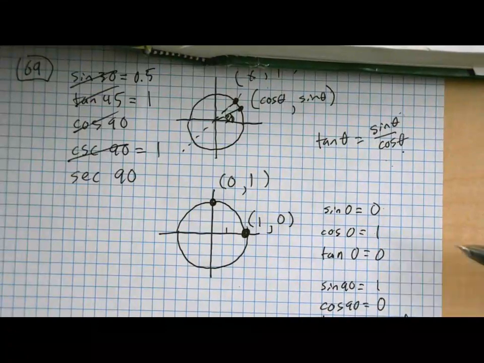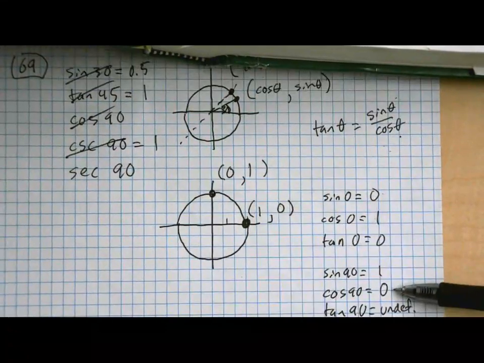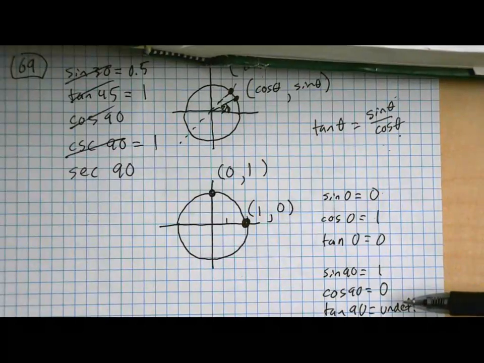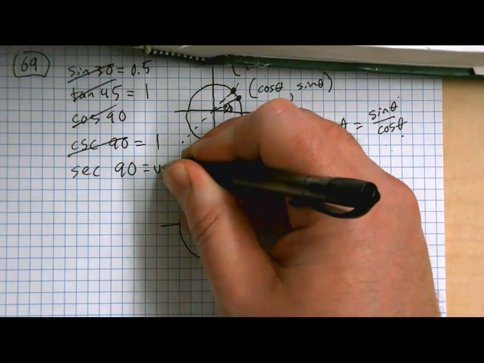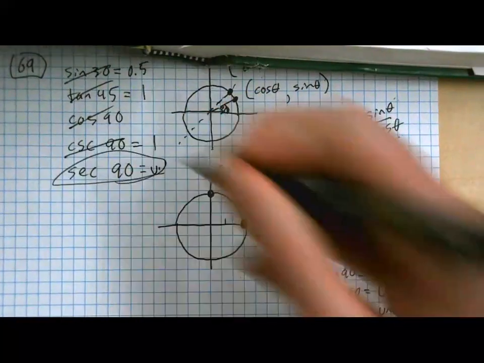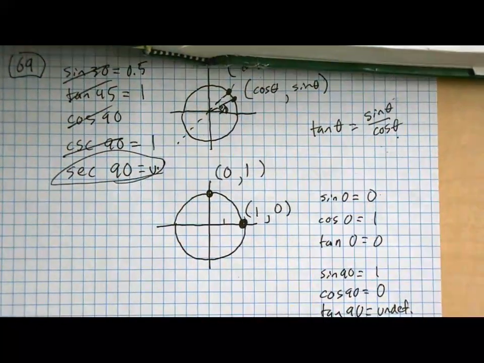The secant would be the reciprocal of cosine. What's the reciprocal of 0? That would be 1 over 0, which is undefined. We found our undefined. It's the last one. So this would have been the answer to number 69. That's the one that's undefined.